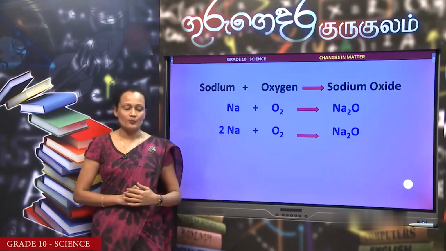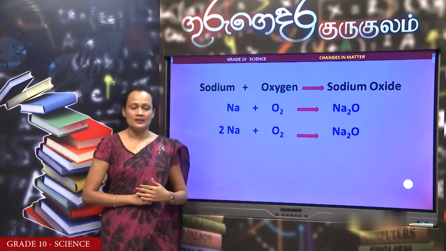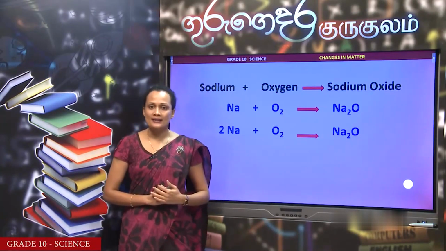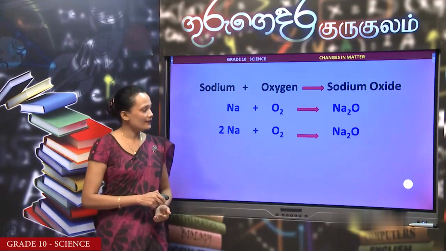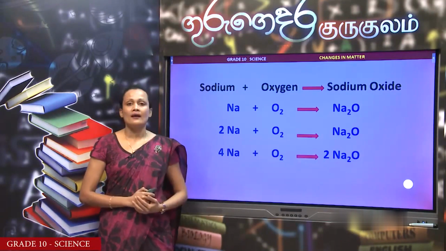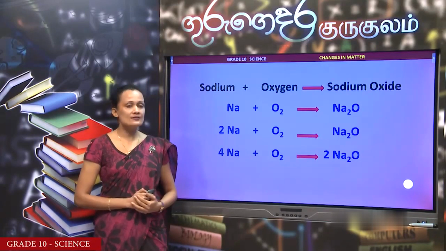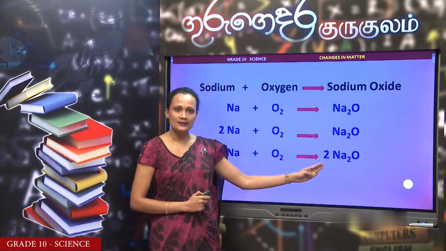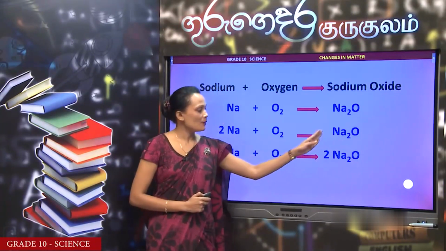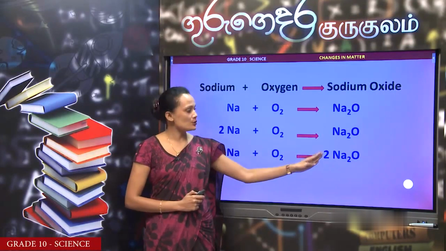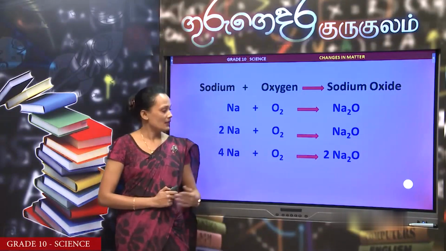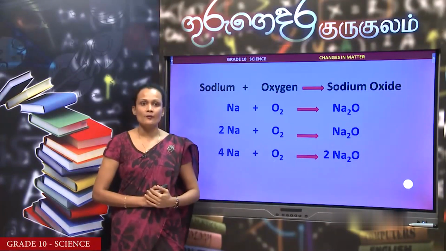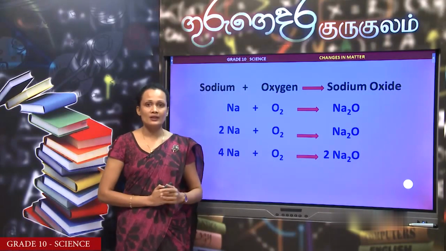Look at the oxygen. Here 2 oxygen atoms and in the product 1 oxygen atom. Now we need to balance that oxygen atom. For that, I am making a change. So what is the change that I did? Here I put 2 in front of the sodium oxide. At that time, the number of oxygen atoms changes into 2 oxygen atoms. Here 2 oxygen, here 2 oxygen. Now it is balanced.